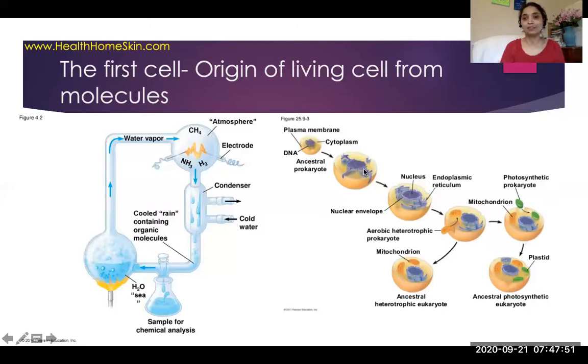And all this is the endosymbiotic theory that I was talking about. This is how the first organic molecules formed and the first cell formed, and how our ancestral cells for plants and animals might have formed. So these are fun facts.